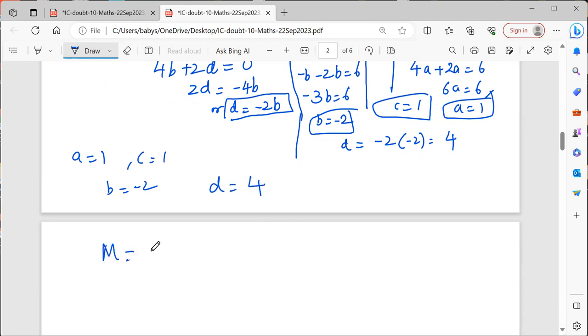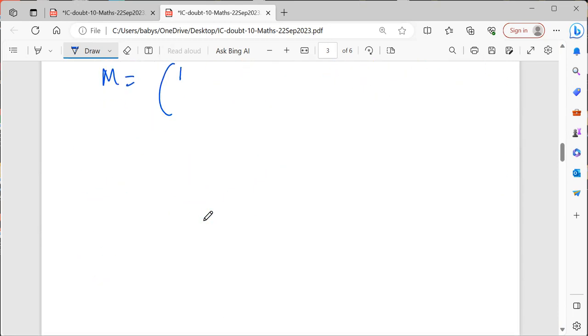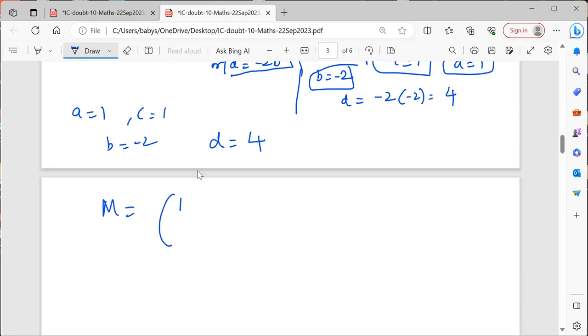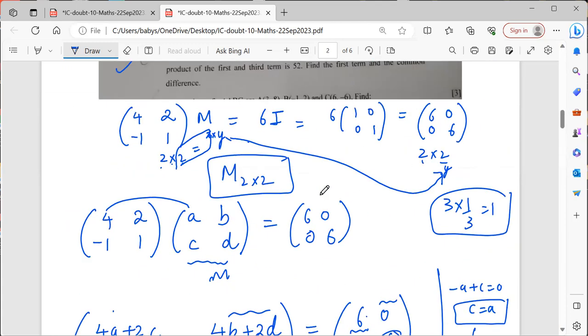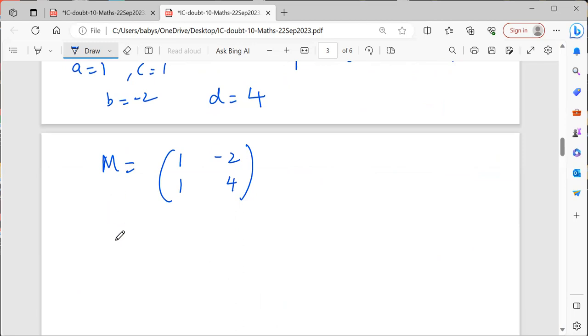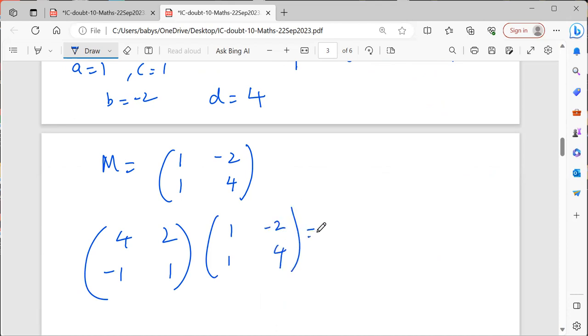So my matrix M will be what? A, B, first row, then C, D. So A is 1, B is minus 2, C is 1, and D is 4. I can always cross check, isn't it? As per the condition, the matrix 4, 2, minus 1, 1 into M, which is 1, minus 2, 1, 4, should give me 6I, that is 6, 0, 0, 6.